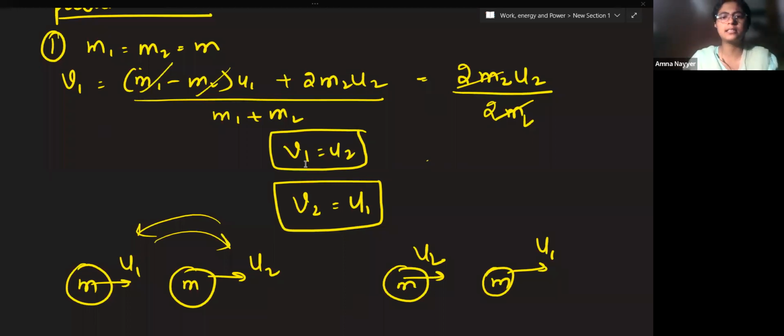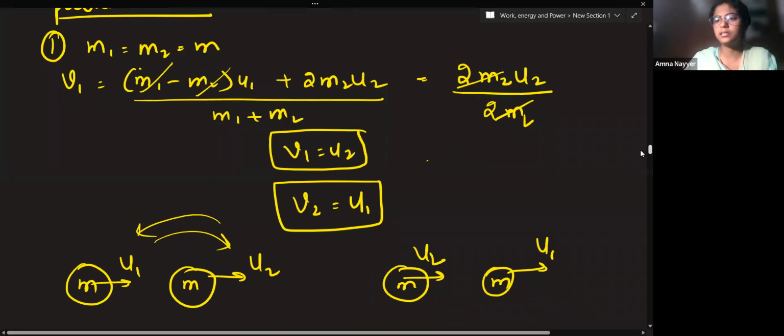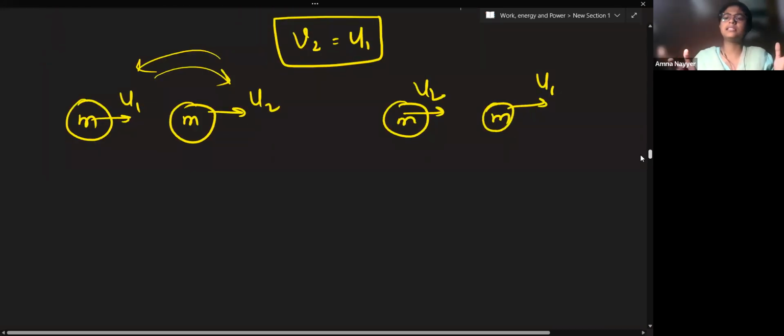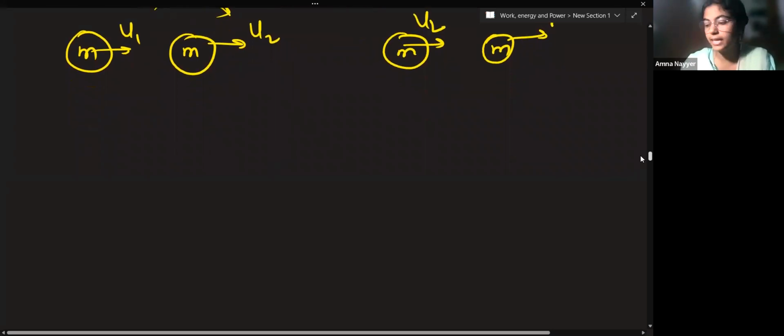All right, class, let's come to the second case. First case, I think it's clear. The velocities simply get interchanged. Now, coming to the second special case.